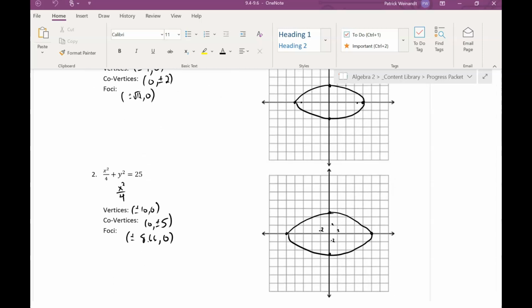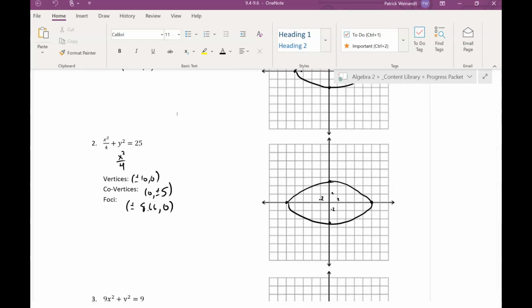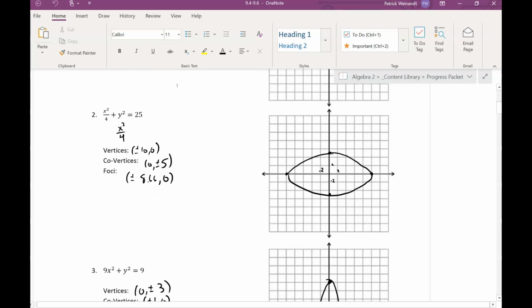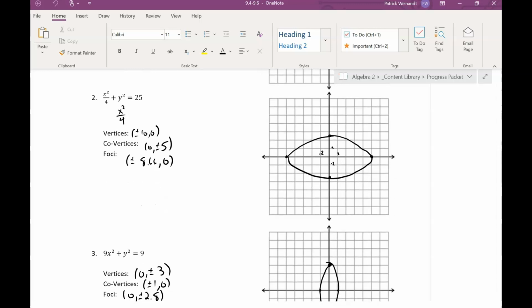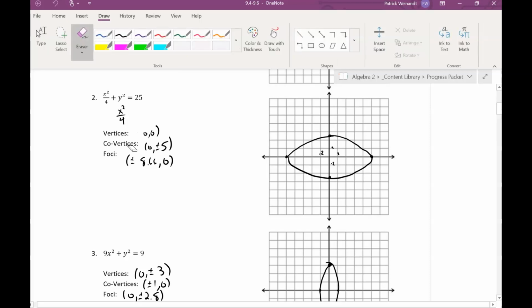All right. Hello, everybody. I'm going to work through a couple worked examples on this progress packet that I think might be helpful from each section. So we're going to go through number 2 here. Okay. So with these types of problems, you want to identify your A and your B.